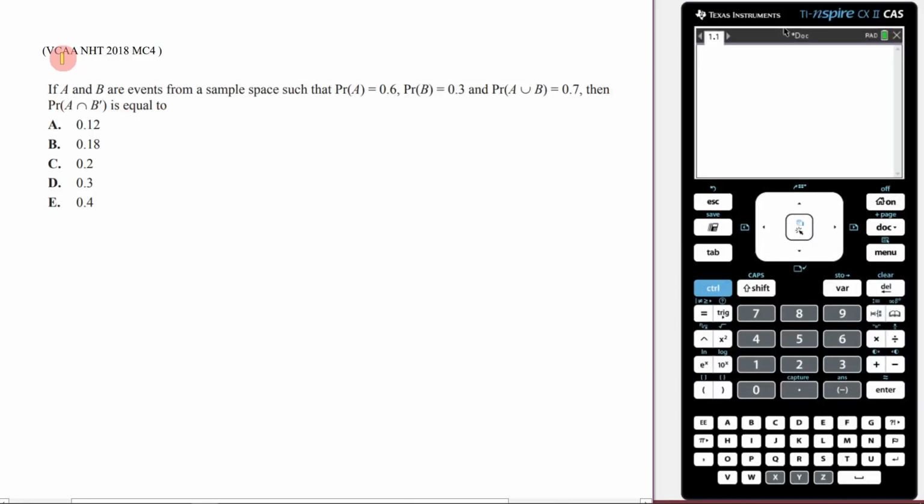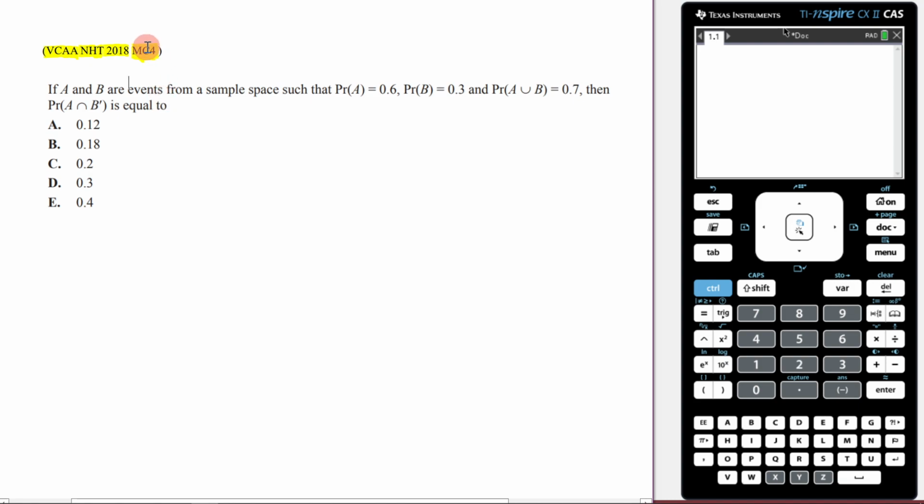We're going to answer this question here, and as you can see, it's a VCAA question, which means it comes from a Year 12 exam, and it comes from a Northern Hemisphere exam from 2018, and it's multiple choice question 4. Now, there are about 20 multiple choice questions in a Year 12 exam, so the fact that we're only on question 4 leads us to believe that this would be an easier question, and it is.